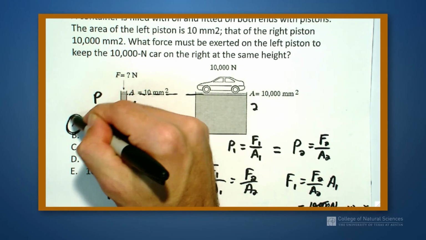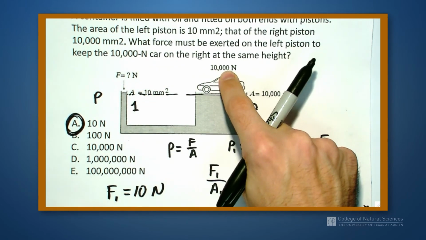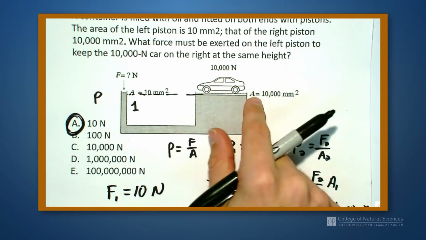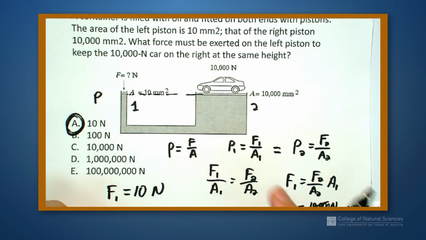So in order to keep the 10,000 Newton car from falling down, if I have this ratio of areas, I only have to put 10 newtons of force down, or 1 kilogram of weight. So if that piston weighs 1 kilogram, we're set. Or if I put a cantaloupe on there, a cantaloupe has a mass of about 1 kilogram.